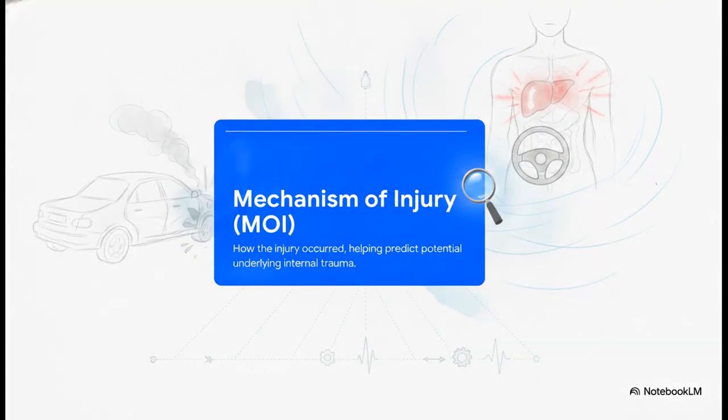Next up is mechanism of injury, or MOI. This simply refers to exactly how a specific injury occurred. But why does this actually matter? Well, understanding the MOI gives you what we call a high index of suspicion. This basically means that by understanding the raw physics of an accident, say a high-speed steering wheel impact to the chest, you can anticipate severe, unseen internal injuries, even if the patient looks perfectly fine on the outside.